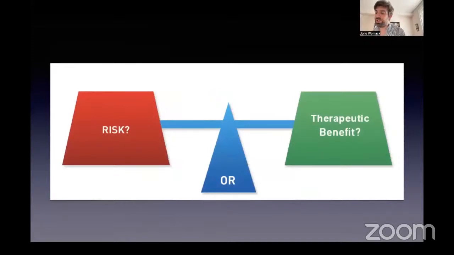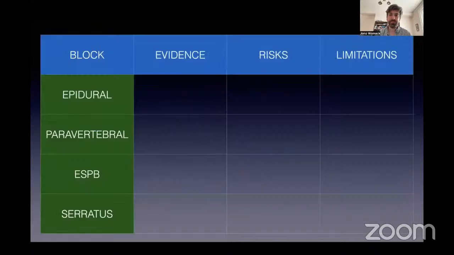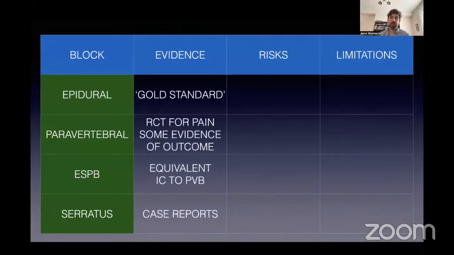So remember that we're always considering risk and therapeutic benefit here. So how do these blocks compare? So the first thing is, what's the evidence for therapeutic benefit? Well, epidural is generally considered to be the gold standard, and paravertebral comes quite close, I think. So there is some RCT evidence for pain relief from paravertebral for unilateral rib fractures, to say that it's equivalent to an epidural. And also there's some evidence of improved outcome similar to epidural. The evidence that epidural makes a strong outcome difference is poor as well.